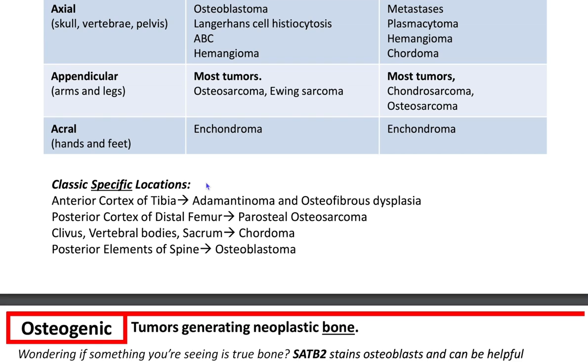These are classic locations. The anterior cortex of the tibia: your differentials include adamantinoma and osteofibrous dysplasia. The posterior cortex of the distal femur is going to be osteosarcoma. In the clivus, vertebral bodies, and sacrum, you'll see a chordoma. You'll have those physaliferous cells, which basically means a foamy-like cytoplasm. And then the posterior elements of the spine is your osteoblastoma.